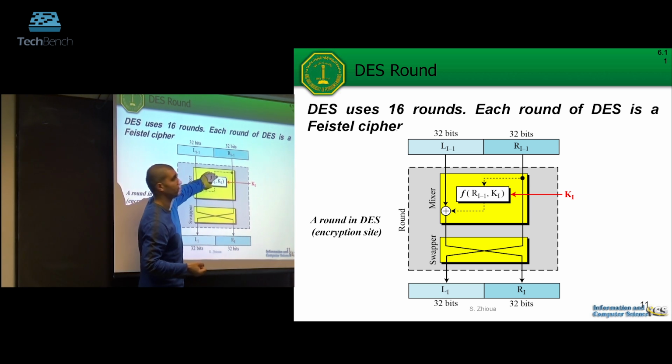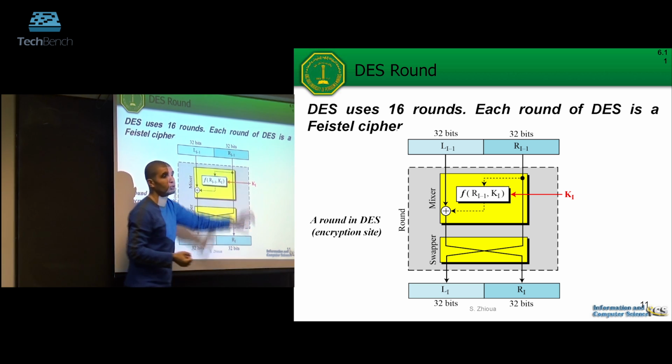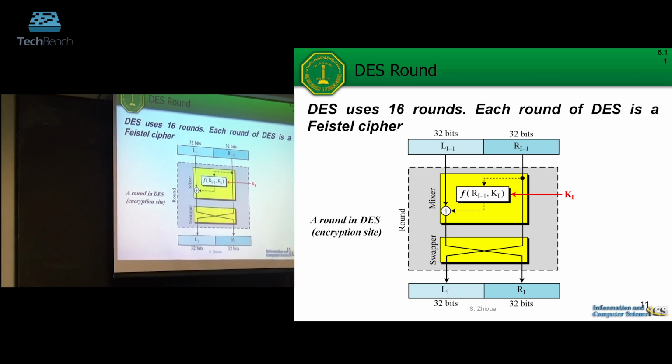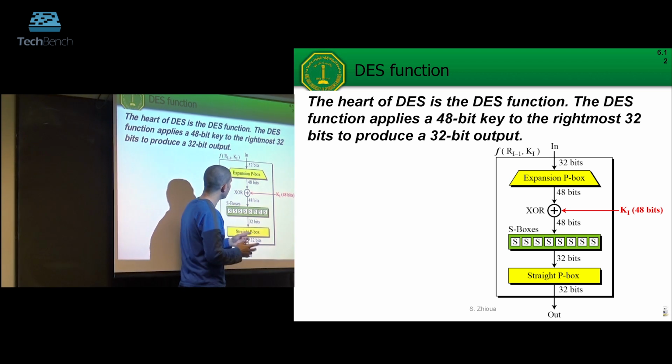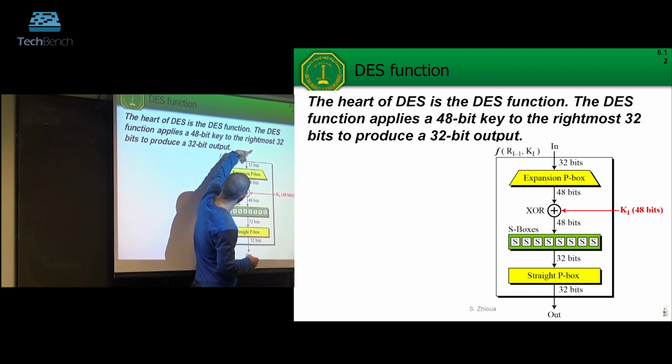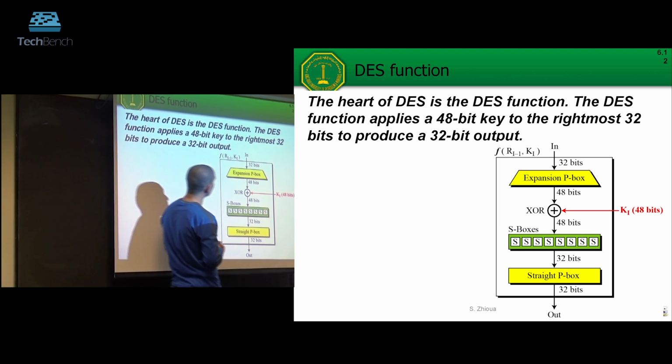Now the core is in the function. We're going to see what happens in that function. Always think about the input and output. As input, you have 32 bits and the 48 bits of the key. This is the input.